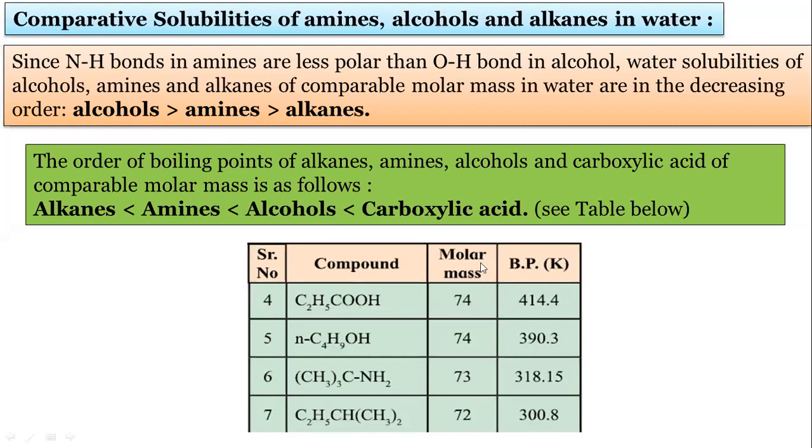All these have near about the same molar mass. But if you see, the boiling point difference is very large. In case of carboxylic acids, see the boiling point is 414.4. It is very high because the intermolecular forces are very strong in case of carboxylic acids, then weak in alcohols, and then again weak in amines, and there are absent intermolecular forces in case of alkanes. See the boiling point differences, clearly we can see the differences, and the main factor is intermolecular forces between these.